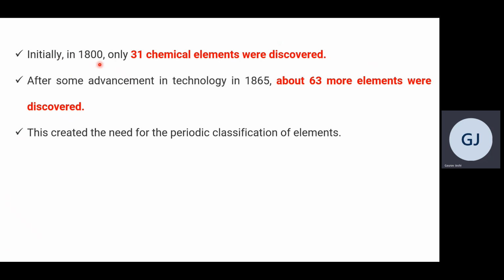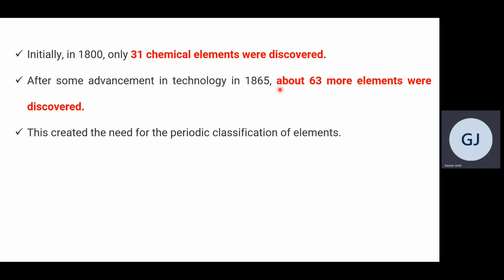So in the year 1800, there were 31 chemical elements known, right? Today there are 118. At that time there were only 31 known, so it was a little easier to study those 31 elements in comparison to the 118 elements. But what the scientists did there was classify these 31 elements.